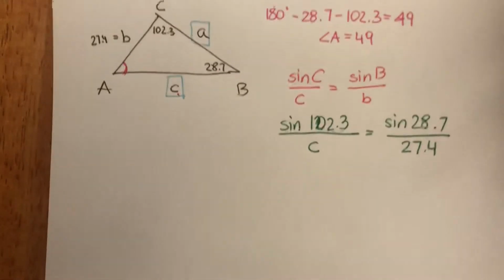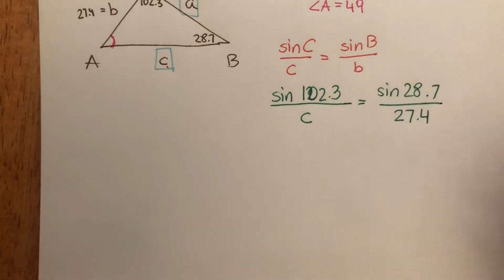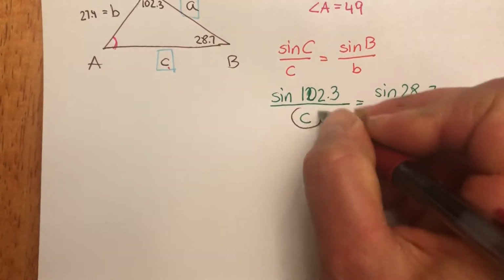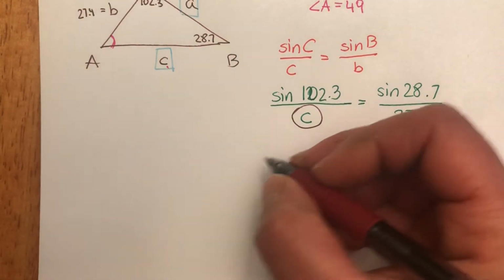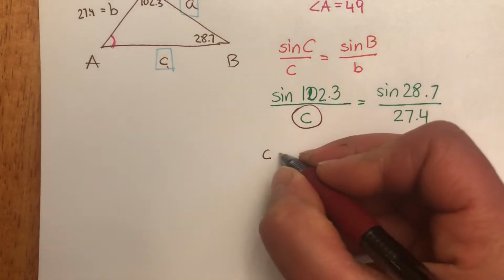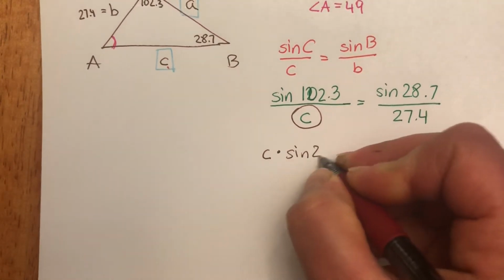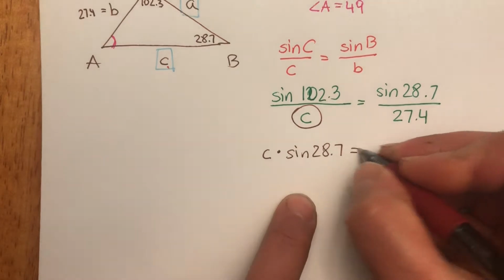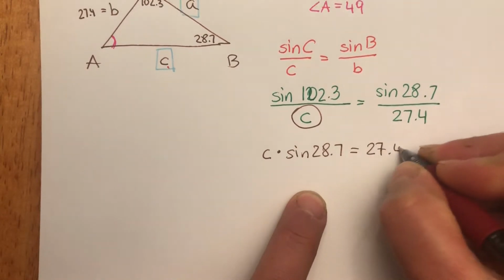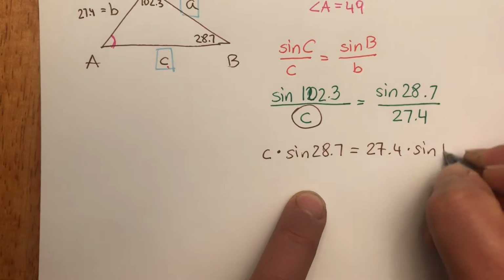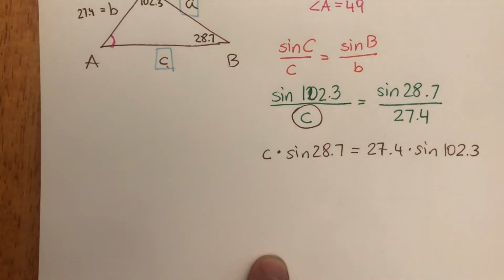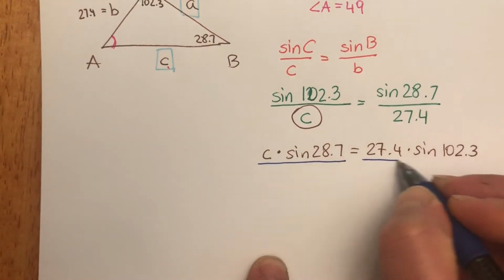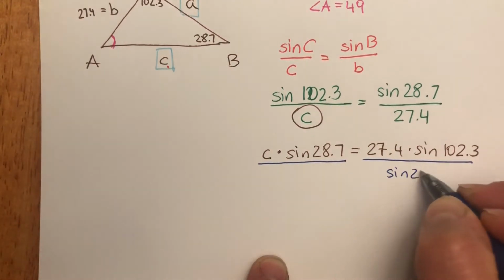I will move my paper up. Okay, I want you to pay attention. This is the most important thing, that we only have one unknown. This is the only thing that we do not know from this equation. Cross multiplication is a good strategy to use. So c times sine of 28.7 is equivalent to 27.4 times sine of 102.3. I am going to divide both sides by sine of 28.7.